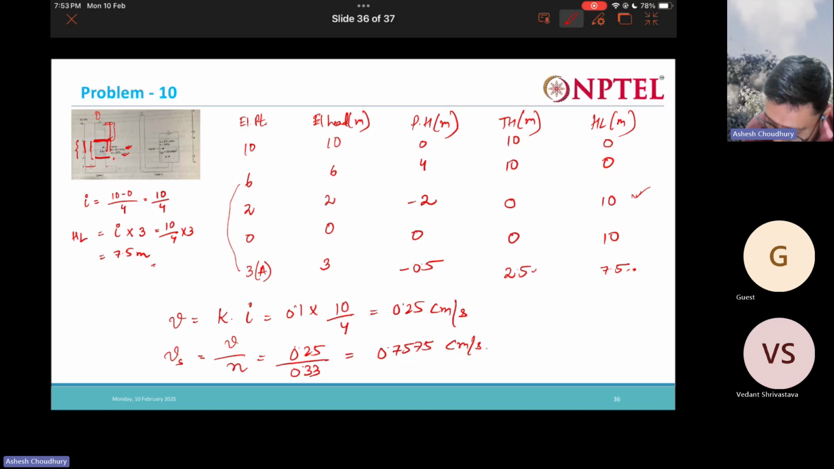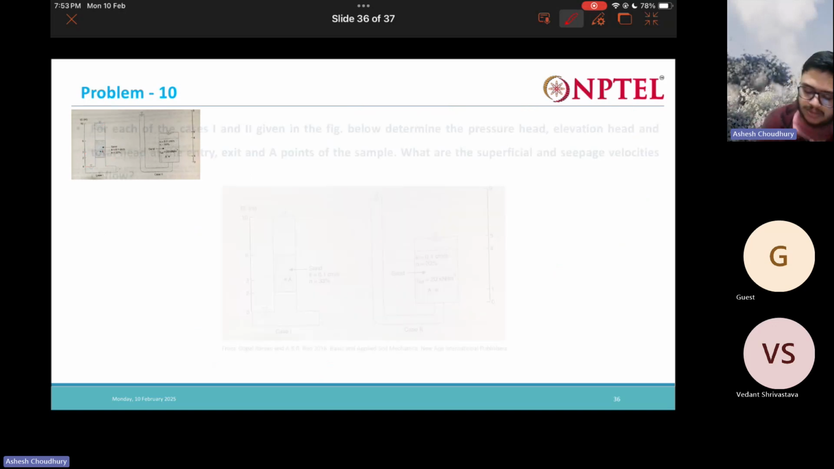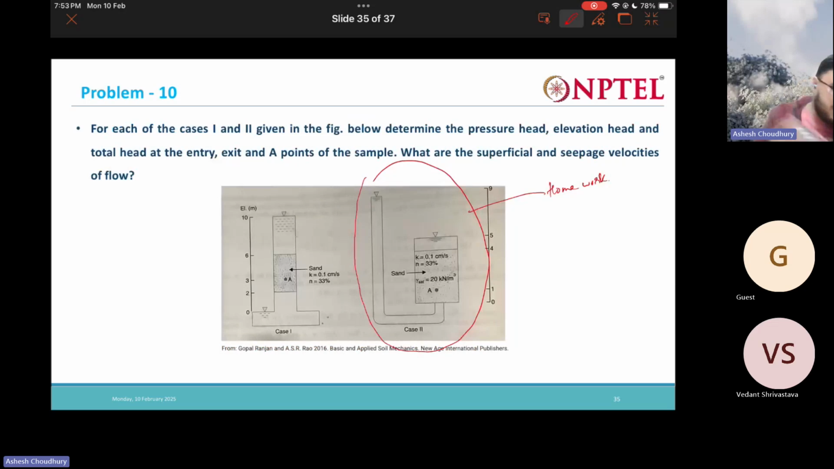So obviously my total head has to be 2.5, since the head loss is 7.5. I got this, right? Now I know the elevation head here is 3 meters, so my pressure head has to be minus 0.5, so that elevation plus pressure head becomes the total head of 2.5. Okay, so this is how we need to solve this problem. Similarly, you try to solve this case 2 problem, we will see it in the next class.